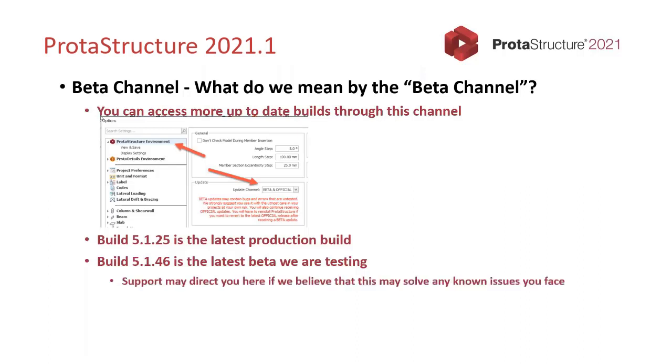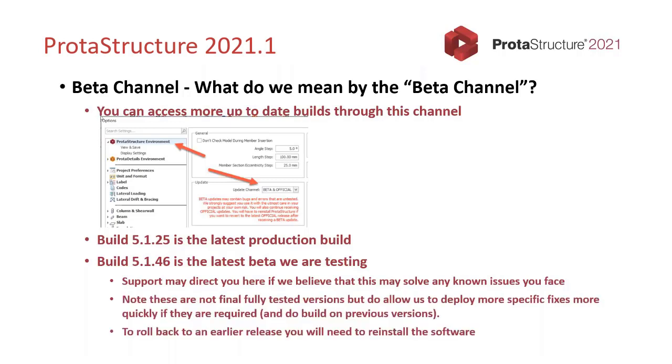Now, the beta can be useful, particularly if there's been an update that's important to you that you need to help with your project. Support may direct you to this area, and that may solve any issues that you are facing. But do note that these are not finally tested versions, but they do allow us to deploy specific fixes when we can. Now, you can roll back to an earlier release. You just uninstall and reinstall the software, and you'll be back to the latest production build. Okay, so that's just some background for existing users on getting up and running.